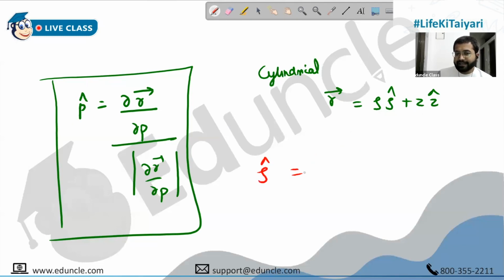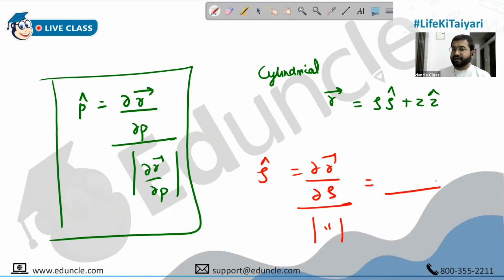How can I find rho cap? It is the partial derivative of the r vector with respect to what? Rho. If you want to find phi cap, then phi. If you want to find z cap, then z. Whatever term you want to find, that term you have to use, and then the magnitude of the numerator. So take the derivative of this, substitute it here, and calculate. We did this whole derivation in the class. So once you have rho cap, you differentiate it, and then you will get rho cap dot. Similarly, once you have got z cap, you differentiate it, and then you will get z cap dot. Okay, but we have done this whole thing as a derivation in the class.